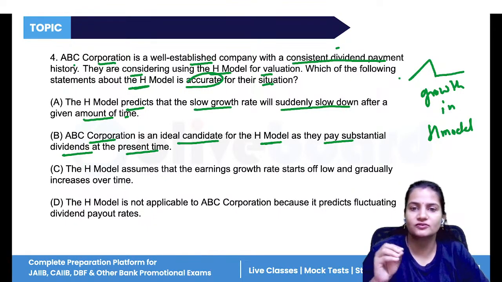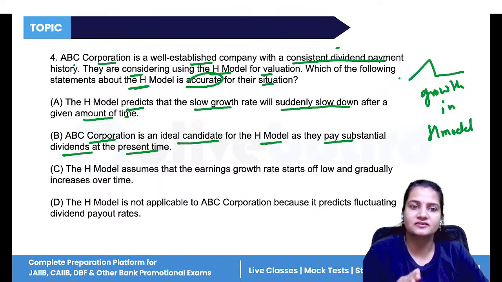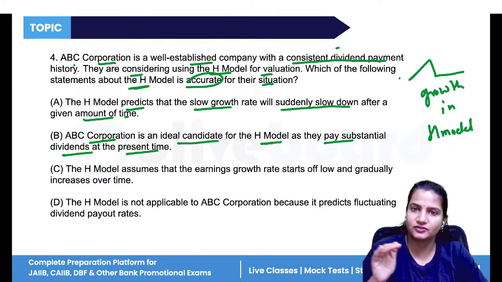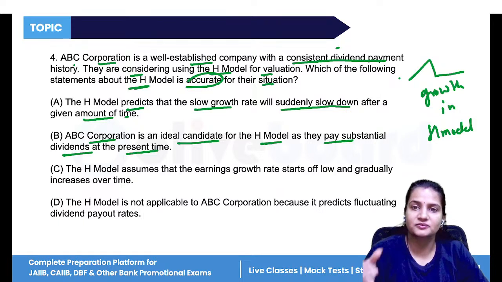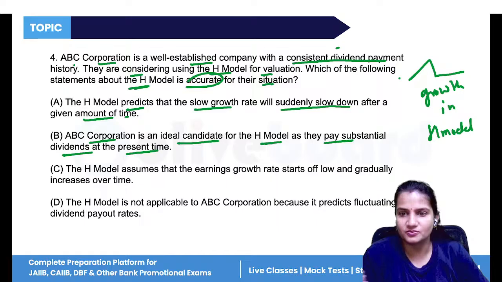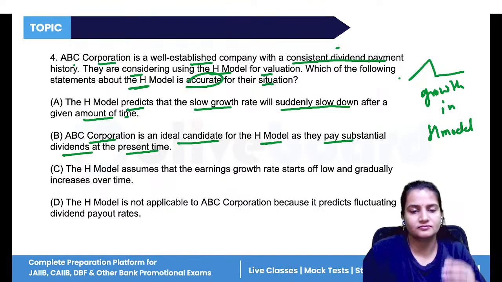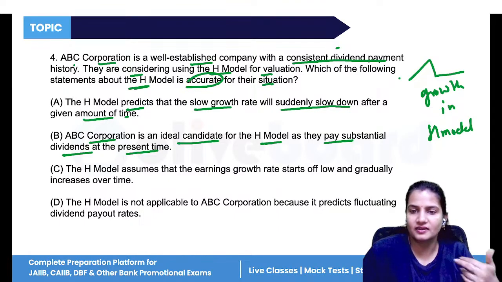The H model is used when a company's dividends are not growing at a fixed rate, but instead start high, then decrease, until they become stable forever. So it is more realistic than the traditional two-stage model, which just assumes a sudden shift from high growth to steady growth. But that does not happen in real life. The growth is always gradual. So the H model assumes that initially there is high dividend growth.